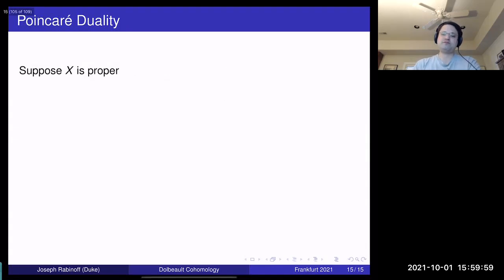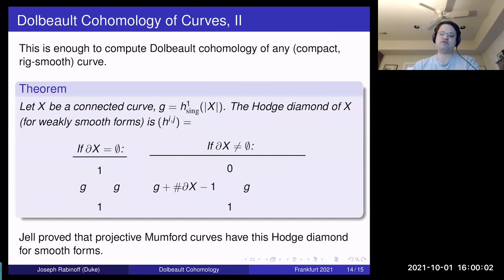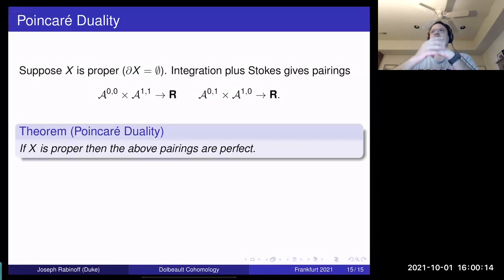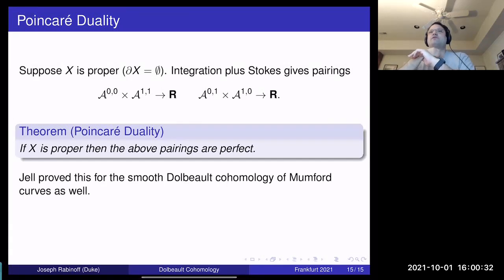This is probably what you'd expect from the previous slide, because H^{0,1} and H^{1,0} both have dimension g, and they are vector spaces canonically dual to each other. The way you prove this is you reduce to the case of graphs by showing that pullbacks of forms from the skeleton are compatible with integration, and you use the corresponding fact for graphs. And again, Philip proved this for the smooth Dolbeault cohomology of Mumford curves as well, for essentially the same reason as I was discussing before.